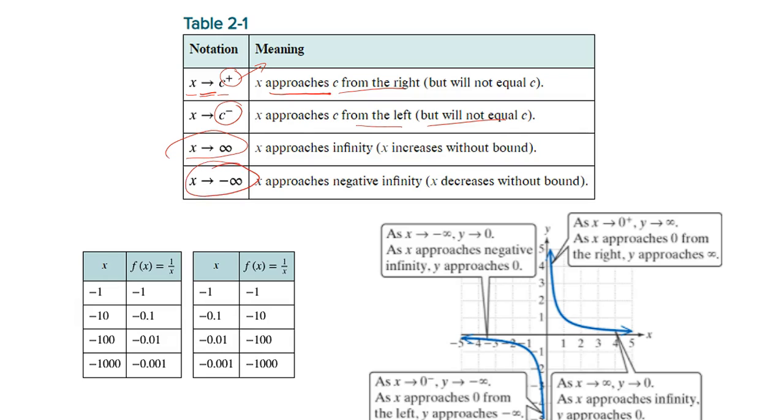So here is an example with 1 over x. Now as x approaches 0 from the right, y approaches positive infinity. As you approach 0 from the left, it approaches negative infinity. As x approaches infinity, y goes to 0. And as x approaches negative infinity, y approaches 0. So what we have here is just a way to talk about rational functions and the values that they approach, even when the function itself is undefined at those values.